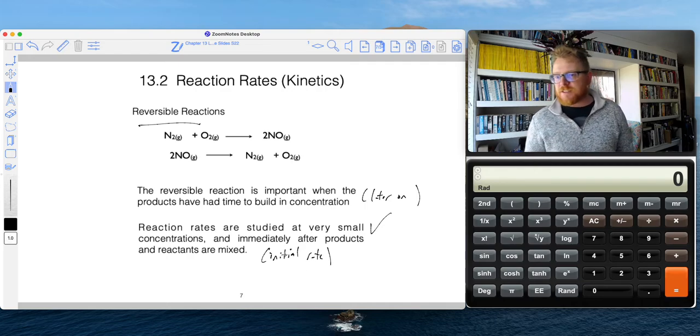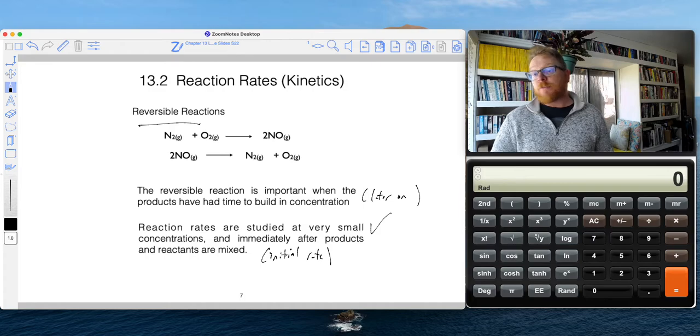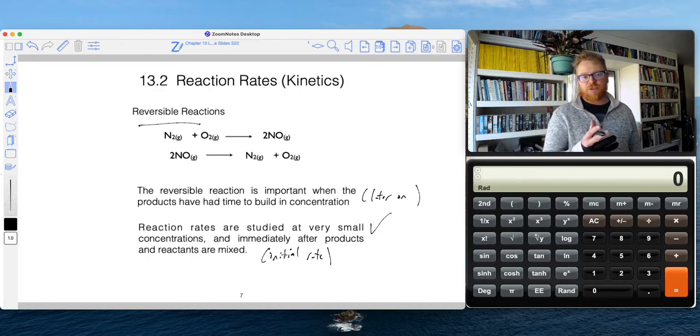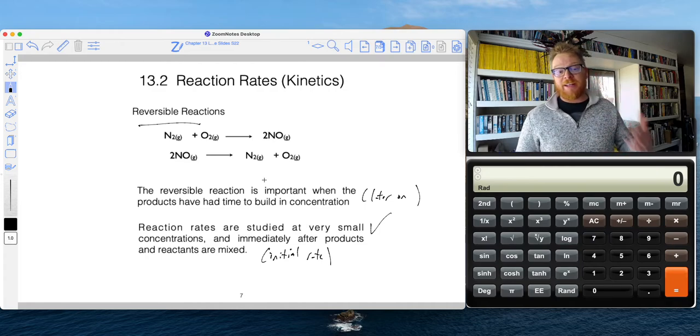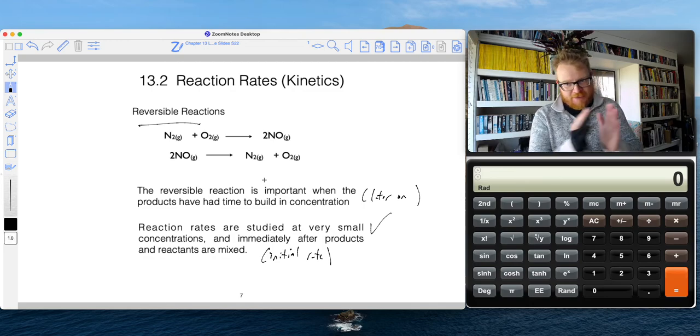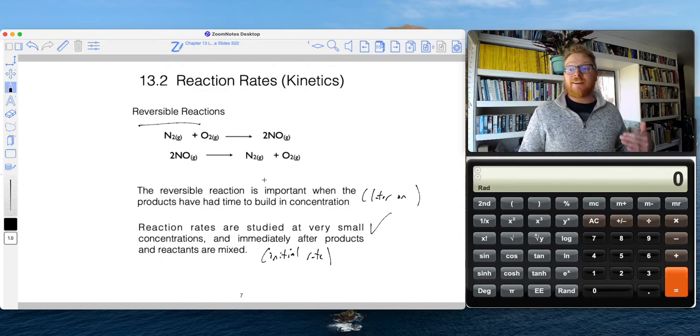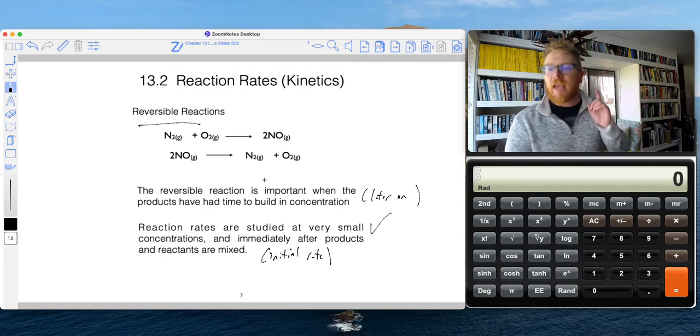And this is important because when the reverse reaction hasn't had time to build in concentration, it makes it much easier for us to study the rate of reaction kind of near the beginning. But all the same, initial rate, average rate, instantaneous rate, they're not perfect because they're not consistent throughout an entire reaction time. So what we need is a rate constant, and that's coming next.